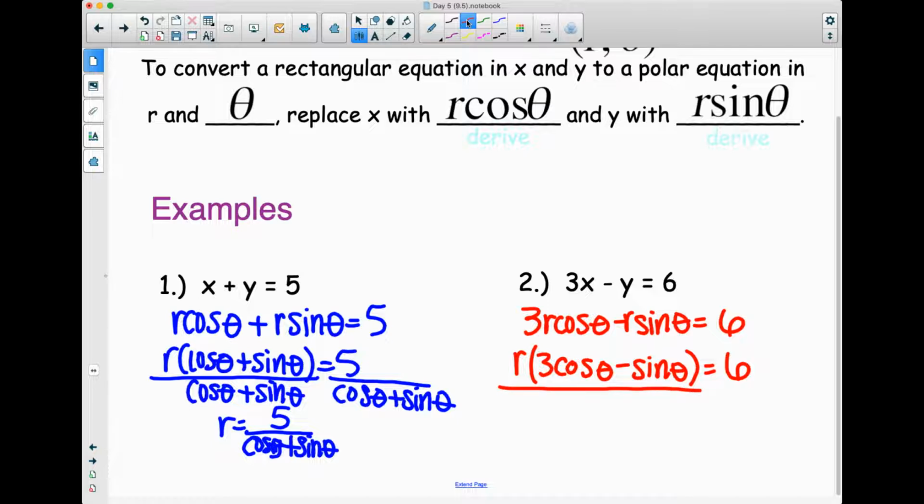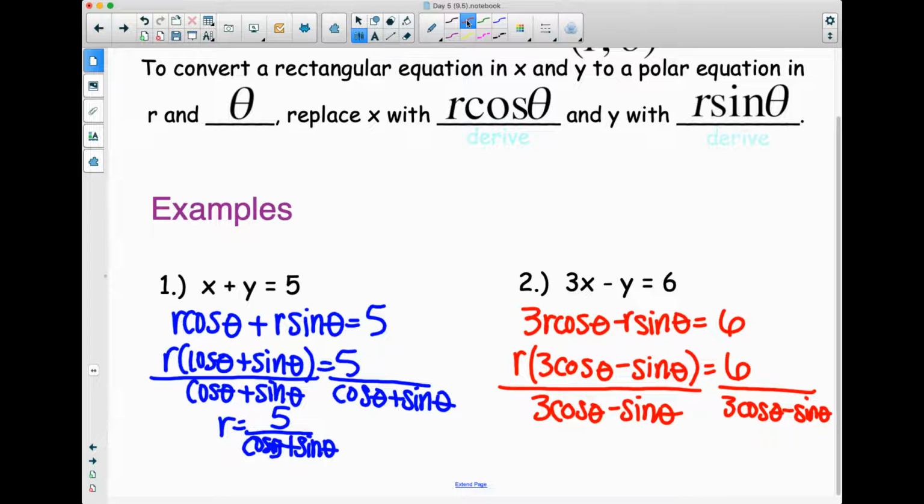So r is equal to 6 over 3 cosine theta minus sine theta. All you gotta remember is changing x and y. Okay. So that is just going equations from rectangular to polar.